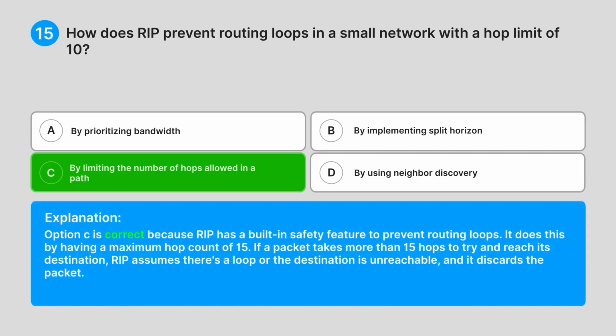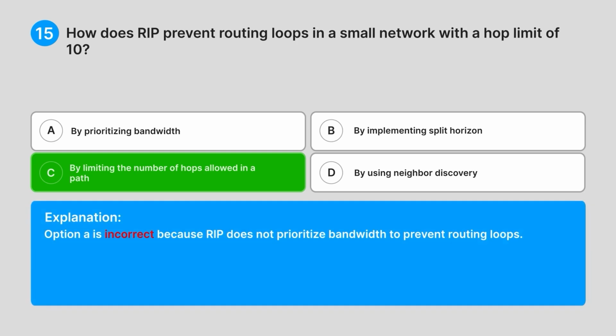Explanation. Option C is correct because RIP has a built-in safety feature to prevent routing loops. It does this by having a maximum hop count of 15. If a packet takes more than 15 hops to try and reach its destination, RIP assumes there's a loop, or the destination is unreachable, and it discards the packet.